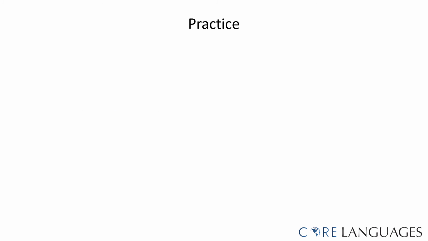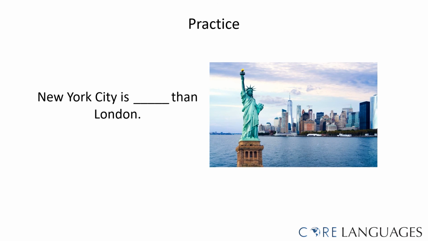Look at this example and try to figure out the correct comparative adjective. New York is than London. Bigger with two G's or bigger with one G? Excellent. Bigger with two G's. New York City is bigger than London.